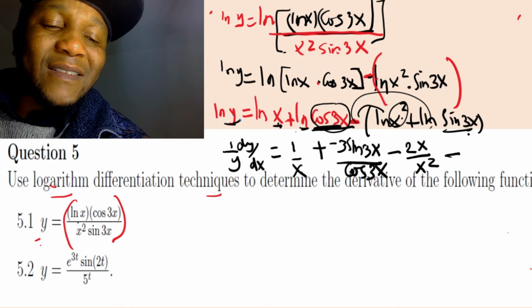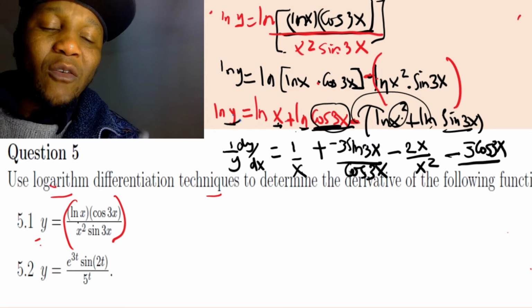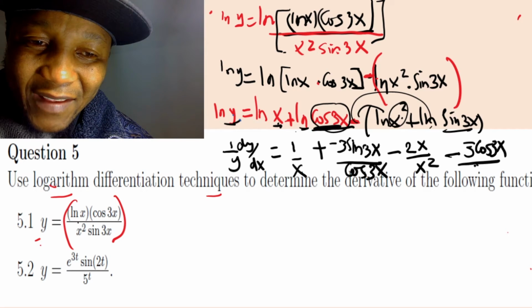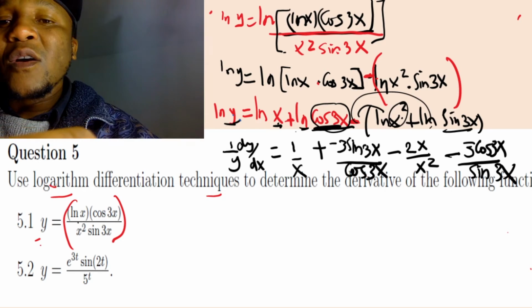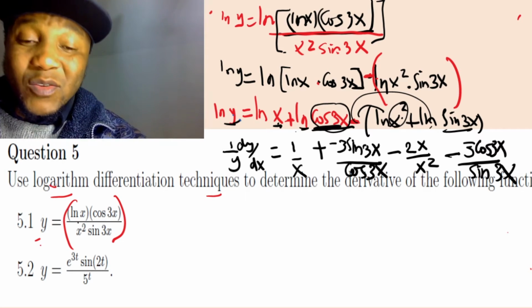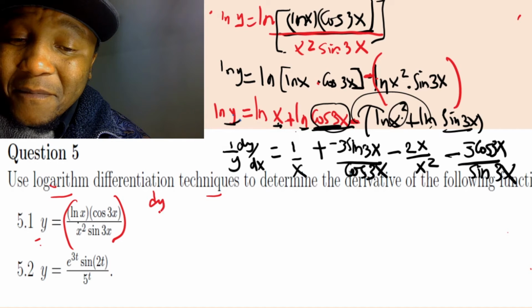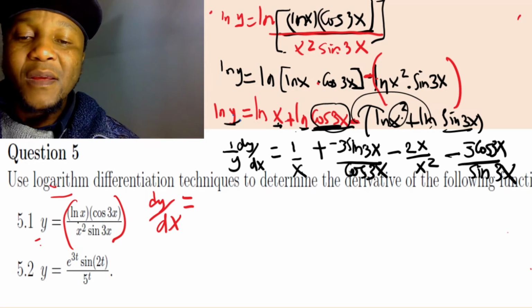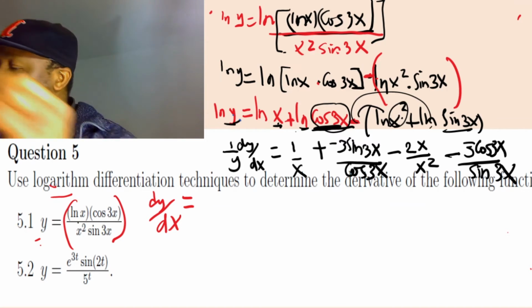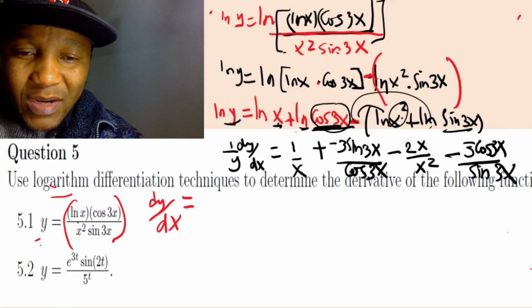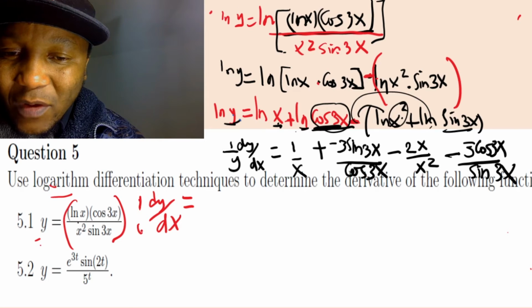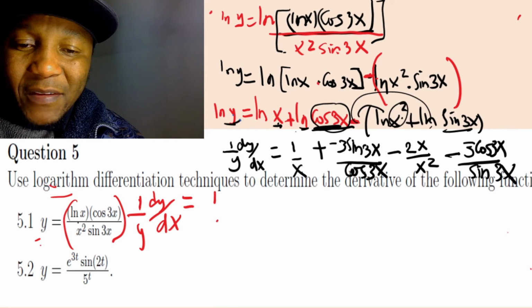So put minus in, minus. Differentiate sine 3x. It's going to give you 3 cos 3x over exactly sine 3x. Okay, so we can finish up. So now we're going to say dy/dx equal, okay, this is going to be 1 over x. You see there's a 1 over y here, so 1 over y, dy/dx, this is going to be 1 over x.